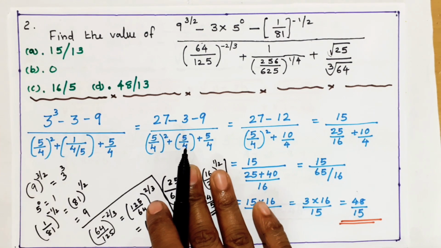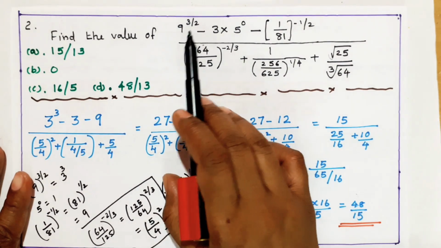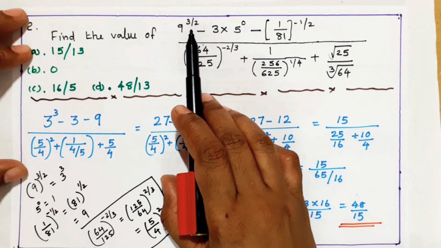So I simplified this. I'll repeat what we are doing. 9 to the power of 3 by 2.